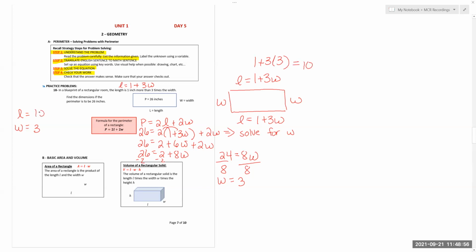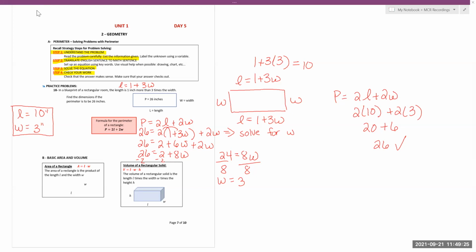Okay, then we're going to go back and check. If perimeter is 2 length plus 2 width, then it's 2 length plus 2 width. 20 plus 6 is 26. We're good to go. And then those just stay in inches because they were originally in inches.